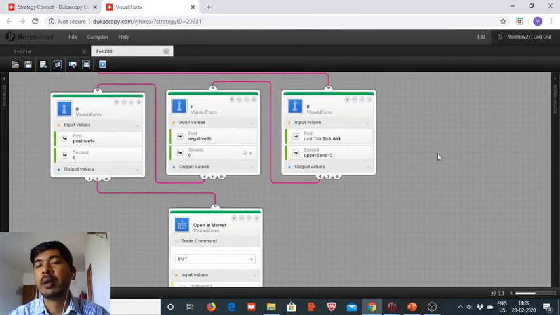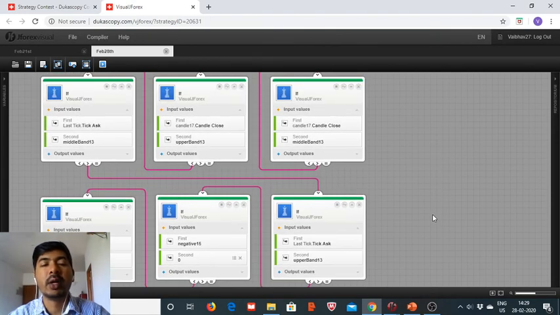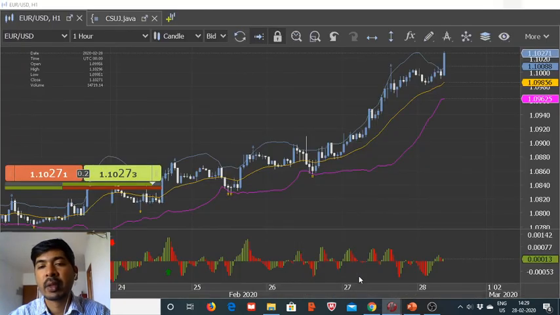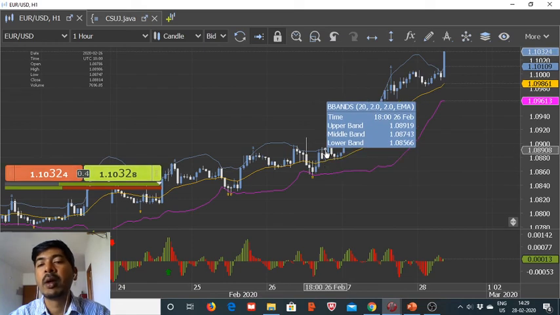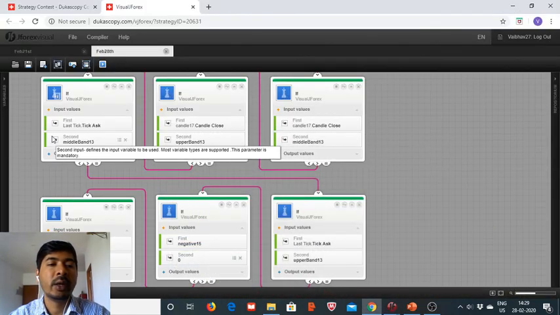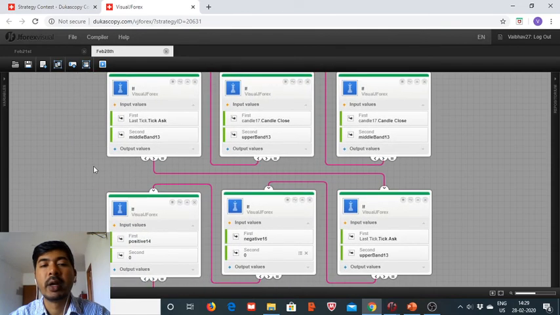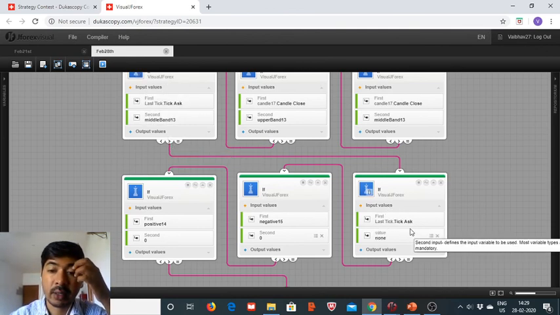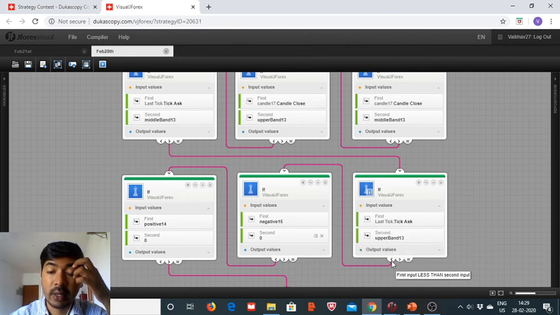So let me recap the conditions which will be needed for the trade to be executed. The last hourly candle close should be greater than the middle band, and then that candle close should be less than the upper band. That means that price action is happening within these Bollinger bands. Then we want to make sure just at the moment of the trade being executed, the price action is still within the band. So last tick ask should be greater than the middle band, whereas last tick ask should be less than the upper band. That means even the current price is within the permissible zone.